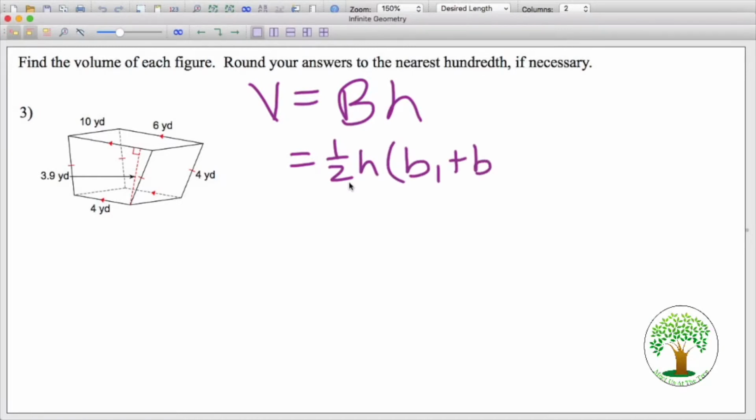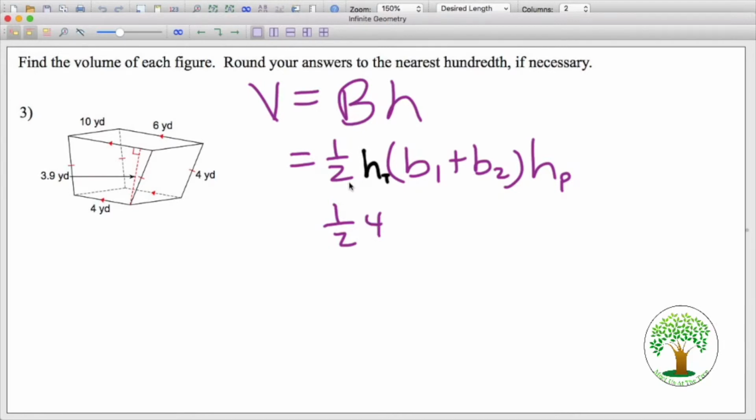(b1 + b2). And I actually should have made that h a different color, because that's the height of the trapezoid. And this h out here, the purple h, is the height of the prism. Okay, there are 2 different heights there, so be careful. On your paper, you could say height of trapezoid and height of prism by putting a little T and P or whatever there.